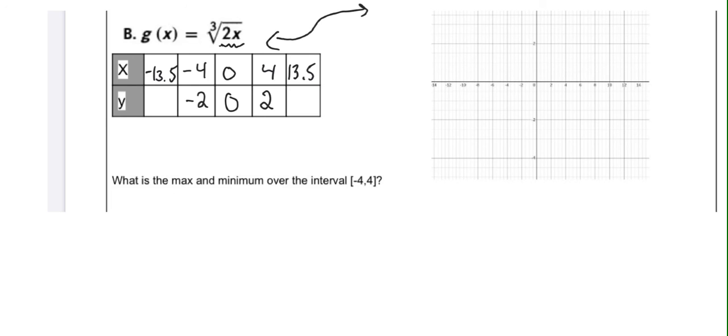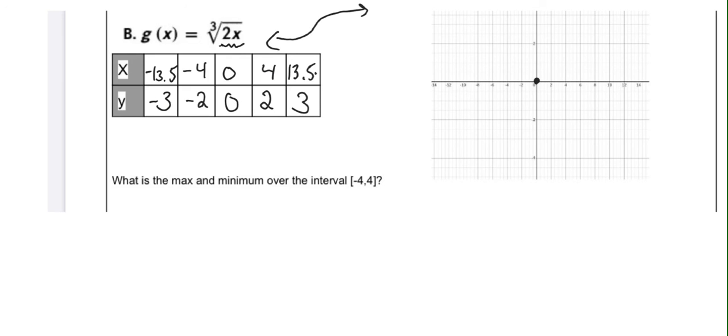Then we have 13.5 right here, right? 13.5 times 2 gives us 27, and the cube root of 27 is 3, because 3 times 3 times 3 gives us 27. And same for negative, right? Negative 13.5 times 2 is -27, and the cube root is -3. So I just put out values that I knew I could take the cube root of. Now I'm going to graph.